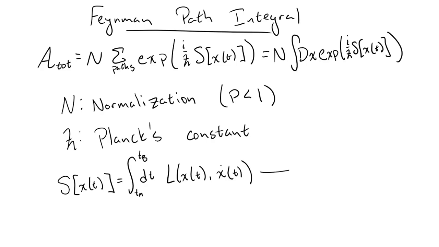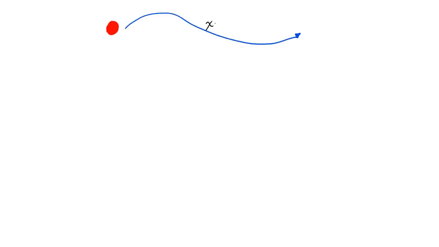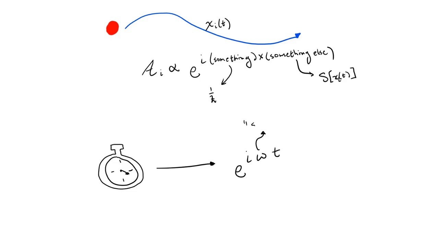So we have an answer to the first question about the physical interpretation of the Lagrangian. It's what determines the amplitude corresponding to each individual path. To answer our second question, we need to get a better idea of how to interpret these amplitudes. If we focus on just a single amplitude, we can see that it has the form e to the i something times something else. Another thing that has this form is the hand on a stopwatch, where the something is how fast the hand ticks, or the frequency, and the something else is the time elapsed.